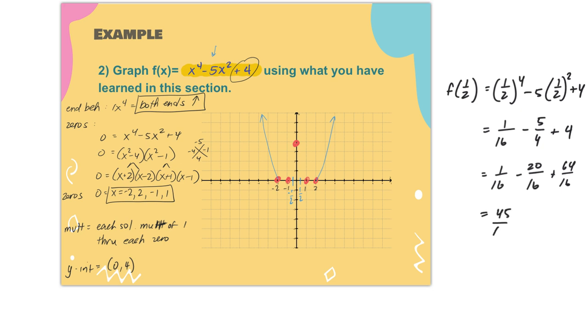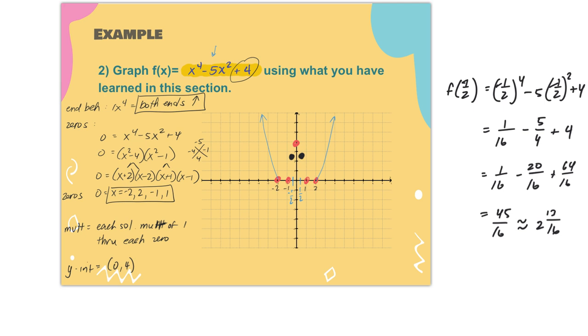So 45 over 16, or approximately 2 and 13/16, or something like that, okay? So when x is a half, y is about 2 and around here, okay? And if I were to do negative, it wouldn't change much, because notice if I change that to negative and this to negative, everything else would be the same. And so it would also be here.